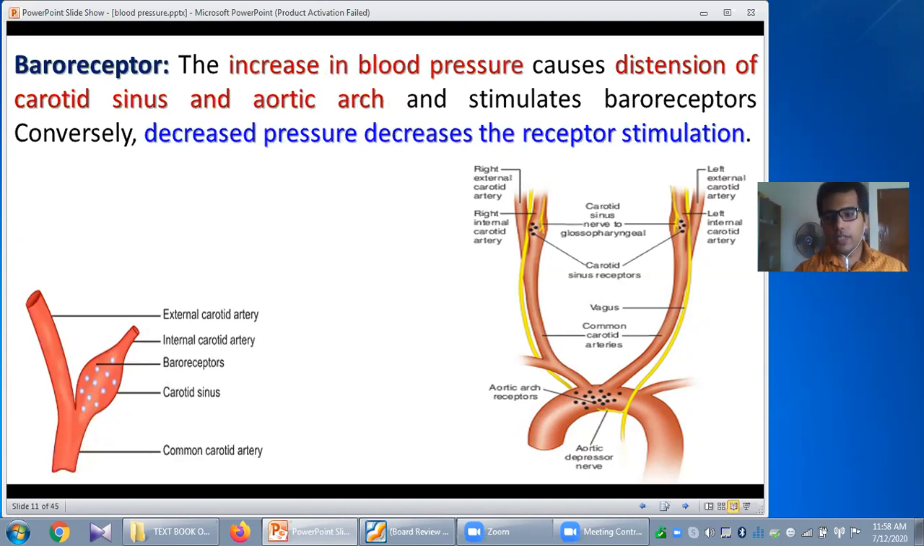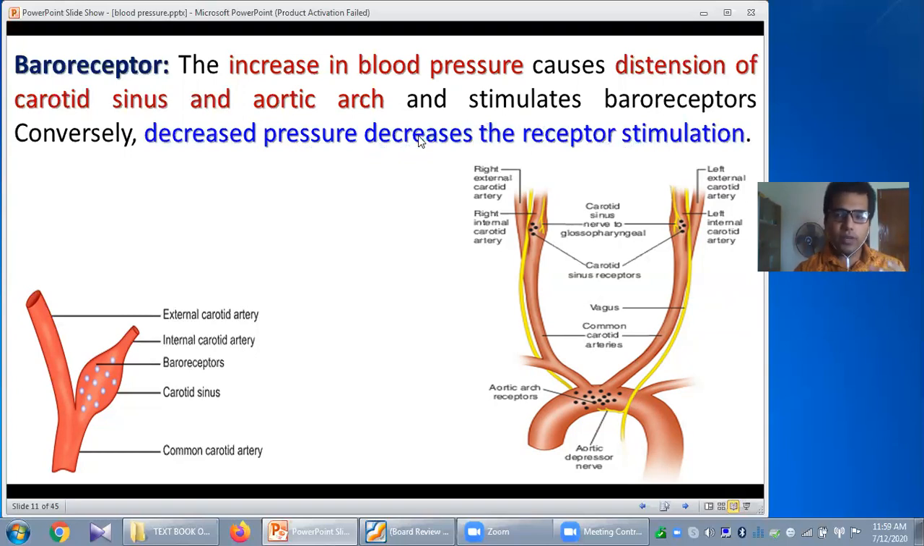So how are these baroreceptors stimulated or inhibited? They are pressure receptors or stress receptors. An increase in blood pressure causes distension of the carotid sinus and aortic arch, which stresses the baroreceptors and causes their stimulation. Conversely, when the blood pressure decreases, receptor stimulation decreases.